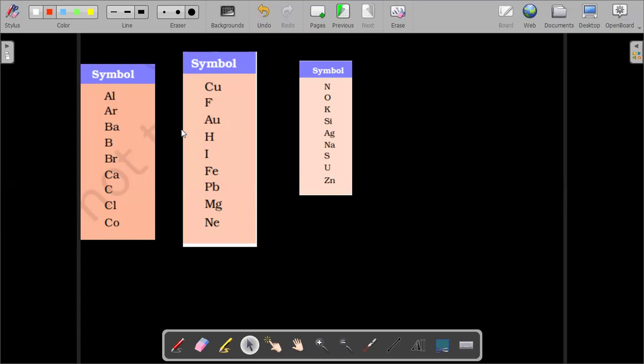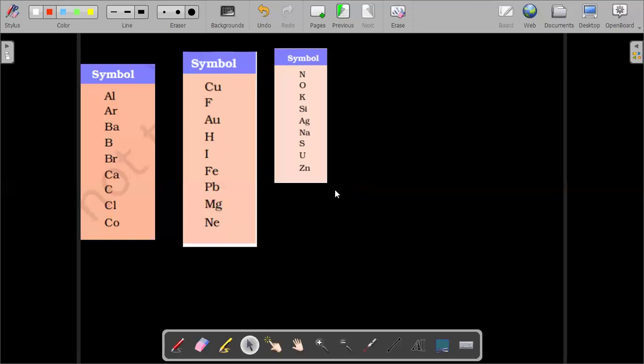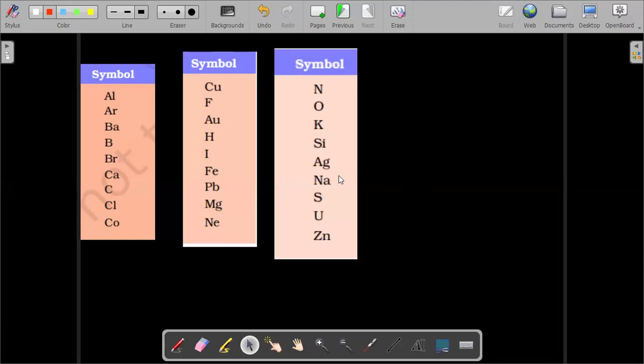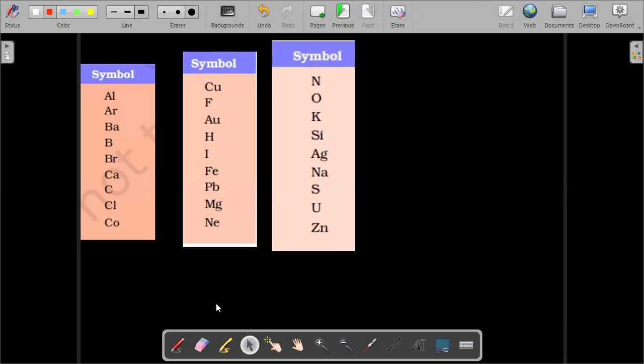Mg, magnesium. Ne, neon. Now from this one: N for nitrogen, O for oxygen, K is potassium, Si silicon, Ag silver, Na sodium, S sulfur, U uranium, and Zn is zinc. Okay, so now try once more to read.